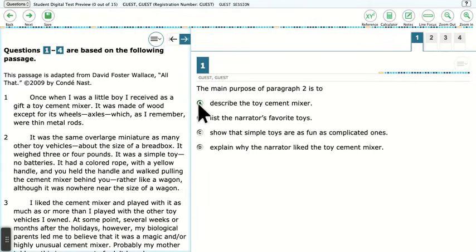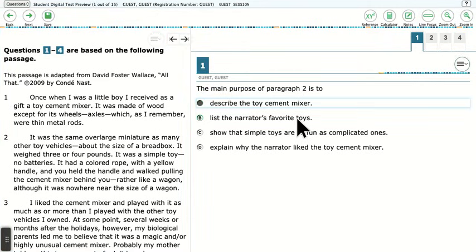So now I would like you to choose which of the options is the correct answer. Okay, so our correct answer is A, to describe the toy cement mixer, because it doesn't actually talk about the fact that he likes it or anything positive about it in this paragraph. There's the tricky part. It's just talking about what that mixer looked like and how it functioned.